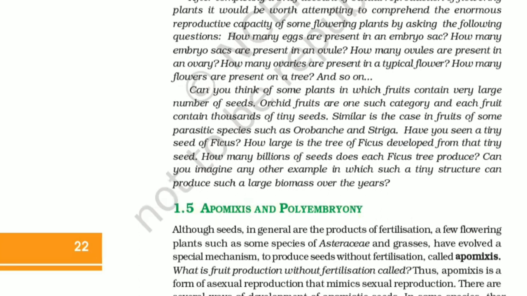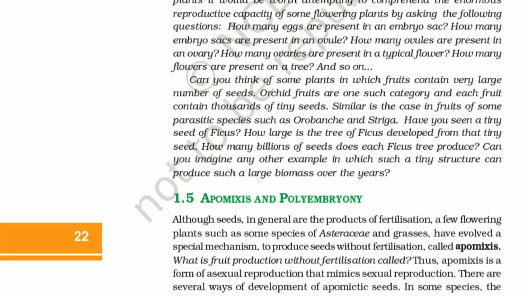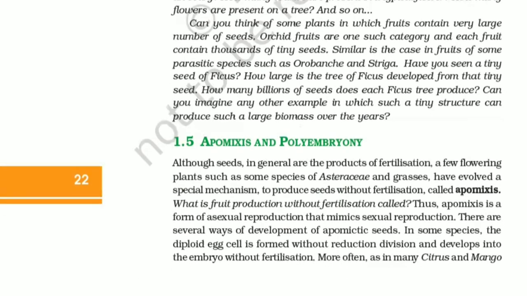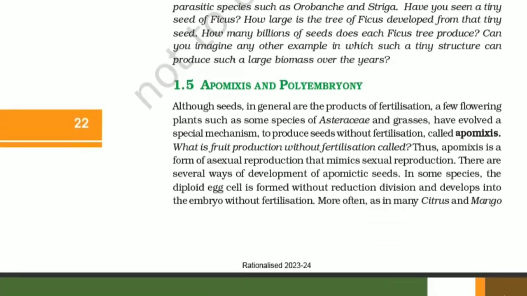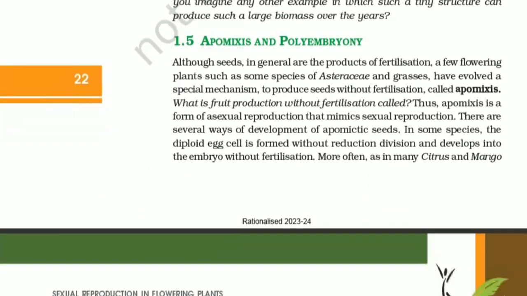Orchid fruits are one such category, and each fruit contains thousands of tiny seeds. Similar is the case in fruits of some parasitic species such as Orobanche and Striga. Have you seen a tiny seed of ficus? How large is the tree of ficus developed from the tiny seed? How many billions of seeds does each ficus tree produce? Can you imagine any other example in which such a tiny structure can produce such a large biomass over the years?